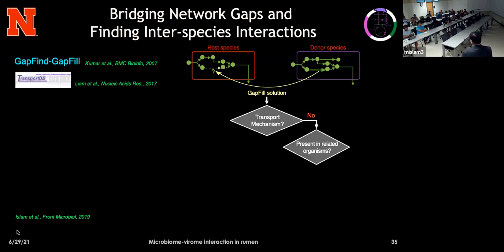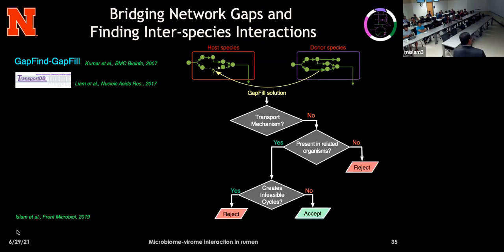If it's not a transport mechanism, that means it's an internal reaction. And if it's an internal reaction, then we check whether it is present in any taxonomically closely related organism or not. If it's not, then it's highly unlikely that the reaction should be put in that host state. So we reject the solution. If it's present in other closely related organisms, then we check if addition of the reaction would create any thermodynamic infeasibility, like I showed before. And then either accept or reject the solution.